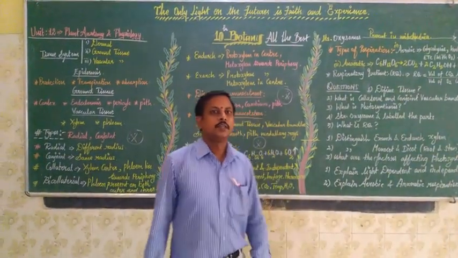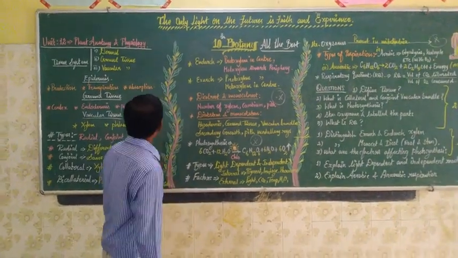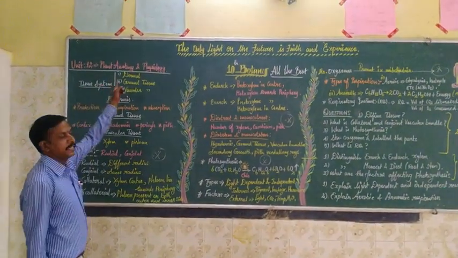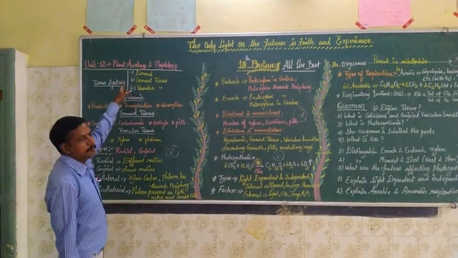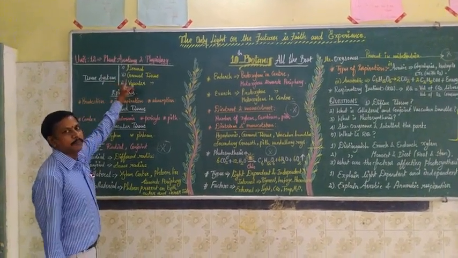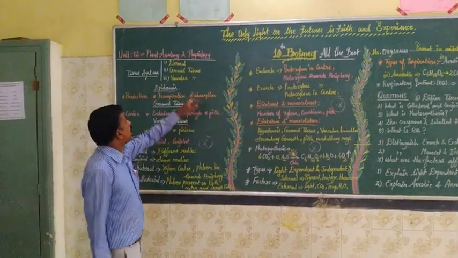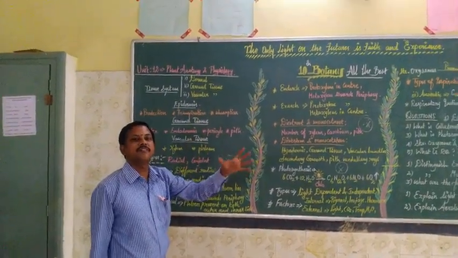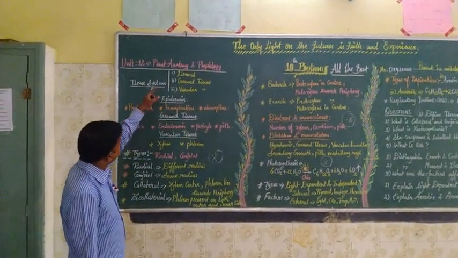Good morning, students. Today I am going to discuss the 10th standard botany, first lesson, unit 12, plant anatomy and physiology. Already I discussed the same thing. Plant anatomy: anatomy means the internal structures of the plants. Physiology: what are the functions of the plant? That is called physiology. Now I will go one by one.